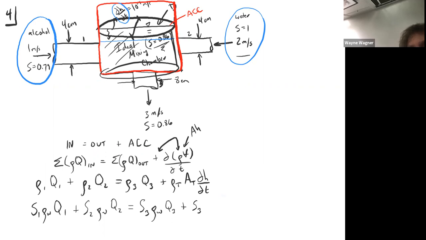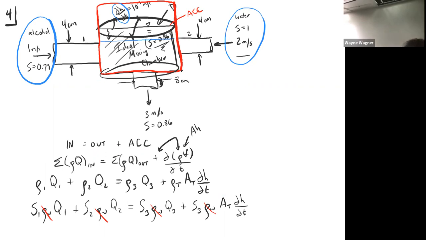Times rho water times the area of the tank times dH/dt. And what's nice is, and that's one of those moments where it's really nice to use the specific gravity, because all these rho waters go away, which is pretty nice. So at this point, this is just a plug and chug.